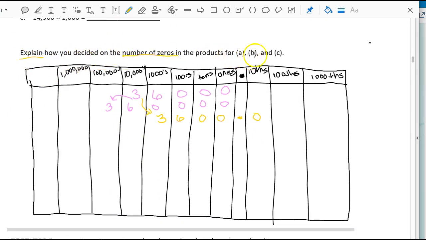And then, right here, what it's asking us to do is explain how we decided on the number of zeros in the products for A, B, and C. So we could say that for A, we knew we were gaining a place value, gain a 0. So A, gain a place value. Gain a 0. And opposite. Because if we lose a place value, we lose a 0.